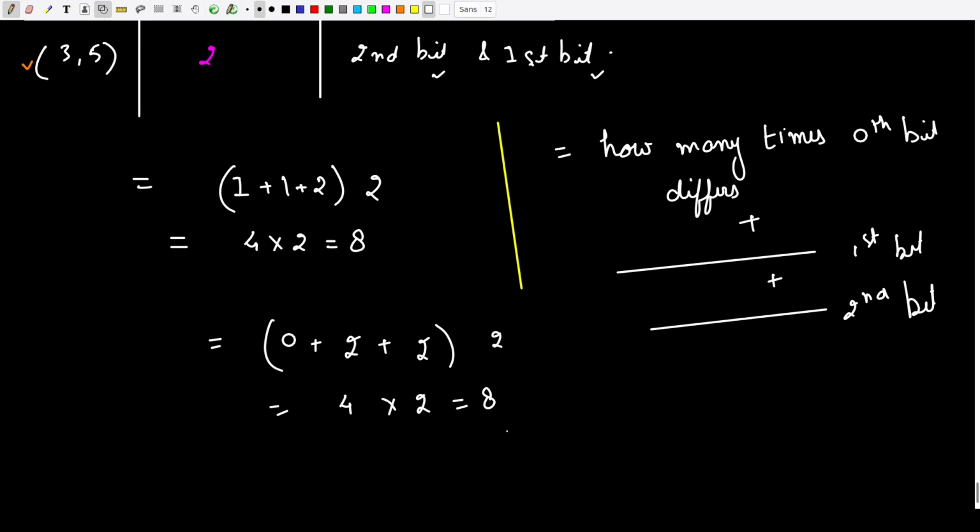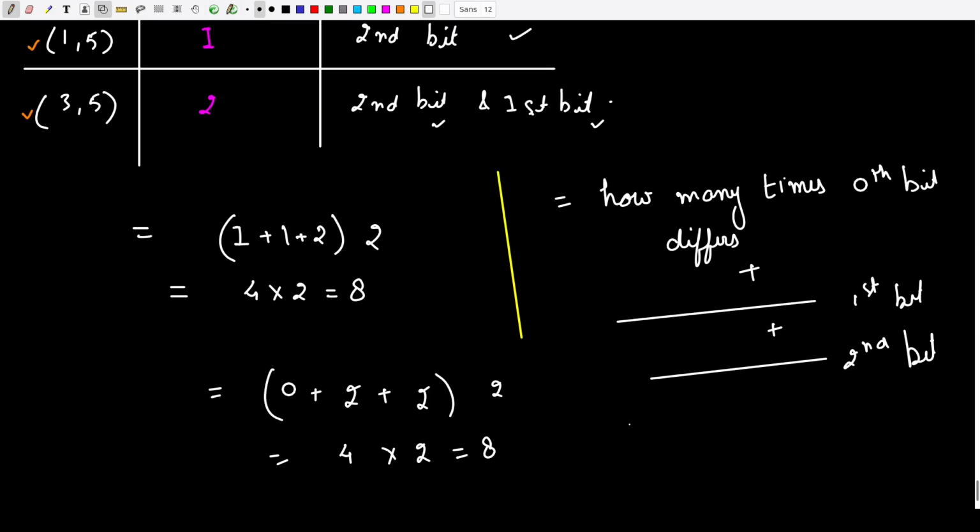Okay. So an optimal way of solving this problem relies on computing how many times a particular bit differs, rather than operating on all possible pairs, because if we have to operate on all possible pairs, then the amount of time we are going to take is n squared, whereas if we operate on bits, this can be done in order of n time.